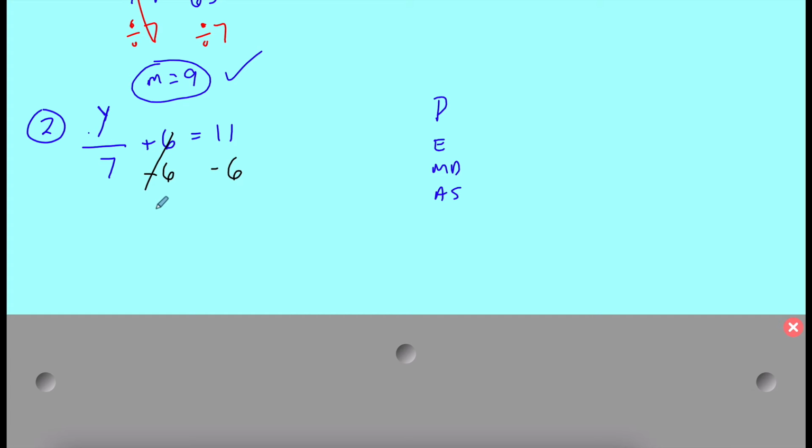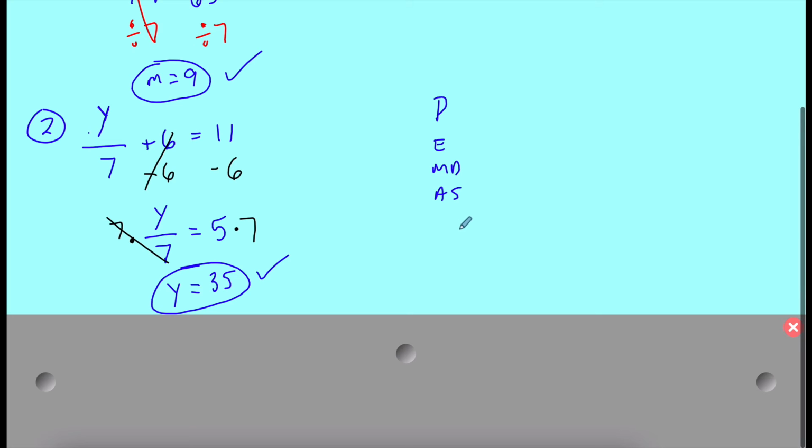And now I'm left with y divided by 7 equals 5. And my last inverse operation here is the inverse of divide by 7, which is multiply by 7. Inverse operations cancel out. Whatever you do to one side, do to the other, and you're left with y equals, and then 5 times 7, 35. And that is my solution, which I can check really quickly. 35 divided by 7 is 5, plus 6 is 11. So this definitely checks out and is my solution.